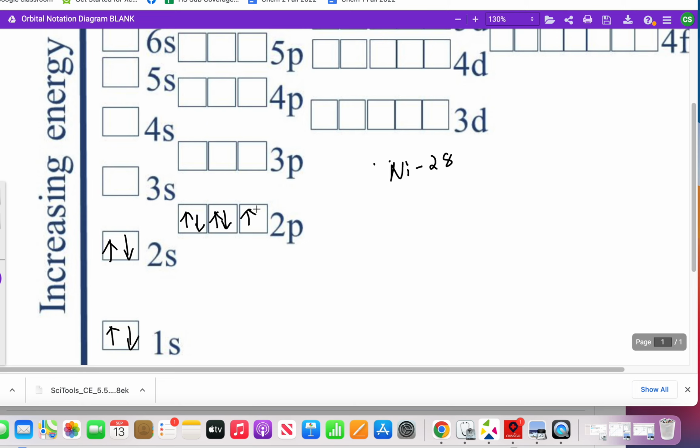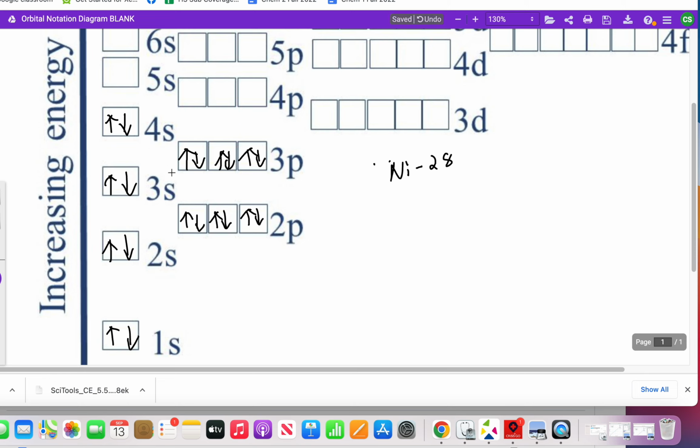Okay, I've got to put 28 total in, so I've got to keep going. Okay, there's 6, 7, 8, 9, 10. I've got 18 more. 11, 12, 13. See how I'm following Hund's rule? 14, 15, 16, 17, 18. Okay, so I've got 8 more to go. 19, 20. See how they have opposite spin? That's the Pauli exclusion principle.